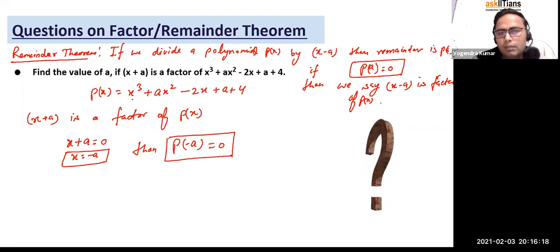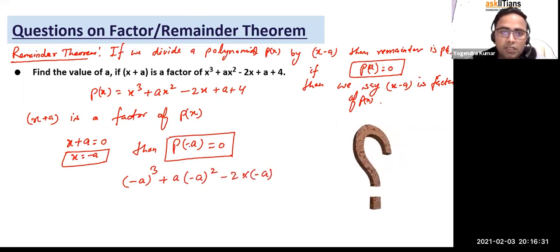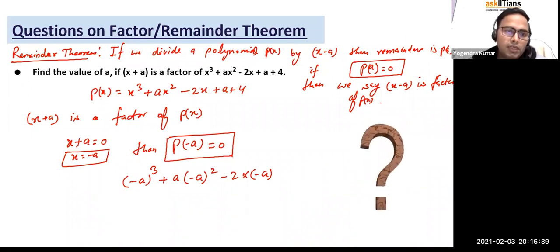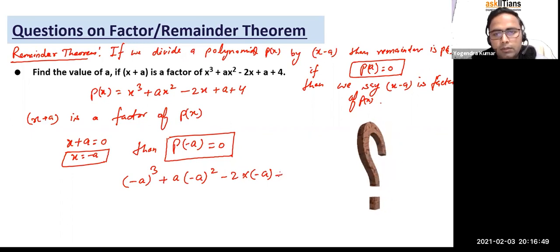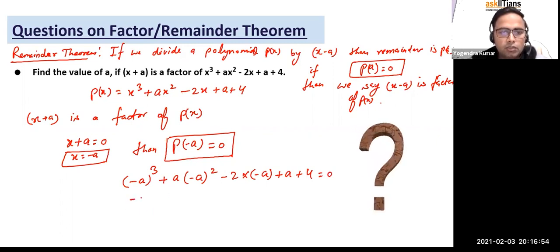So let's put this minus a into the polynomial: minus a cube plus a into minus a square minus 2 into minus a. You need to be careful, it is minus a. If we divide by x minus a, then we find p of a, but here we are dividing by x plus a, so we need to put minus a. I am substituting minus a everywhere x is there, plus a as it is, plus 4, and this has to be 0 according to factor theorem.